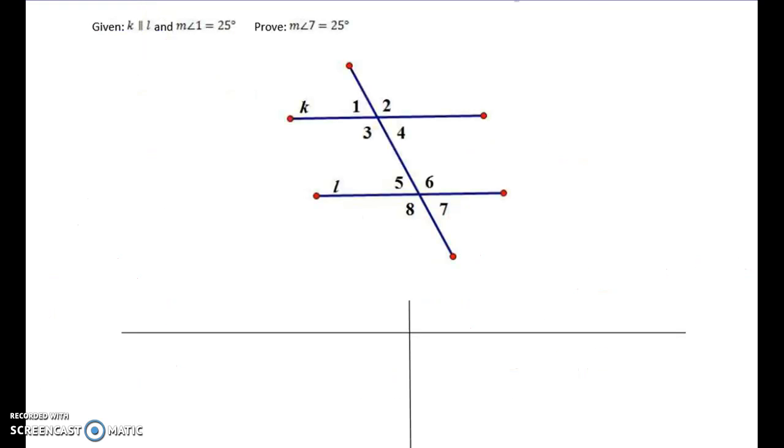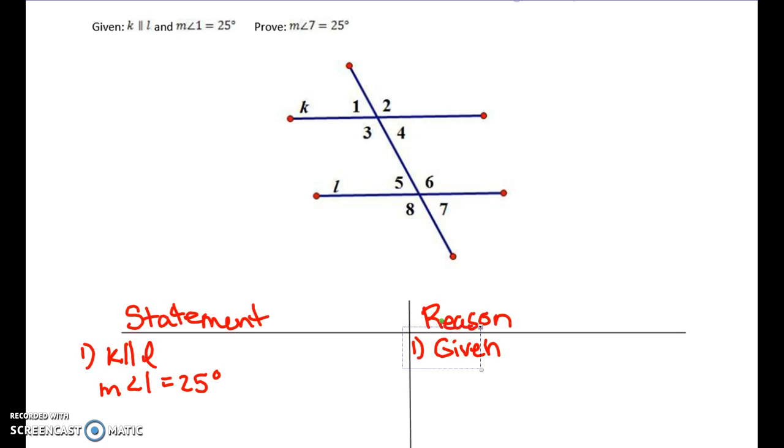Given K parallel to L and the measure of angle 1 equals 25 degrees, prove that the measure of angle 7 is 25. Well, let's start off by setting up our table and writing down our givens. All right, well, let's take a look at this problem. They tell me that 1 is 25 degrees, and that K is parallel to L, and I want to prove that 7 is 25 degrees. So I'm working on this angle right here.